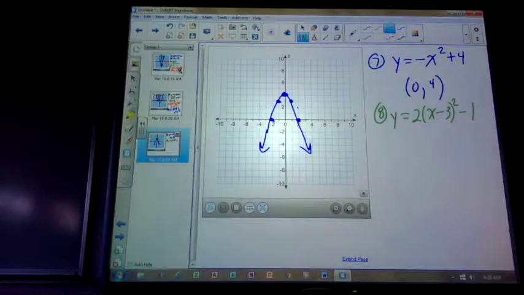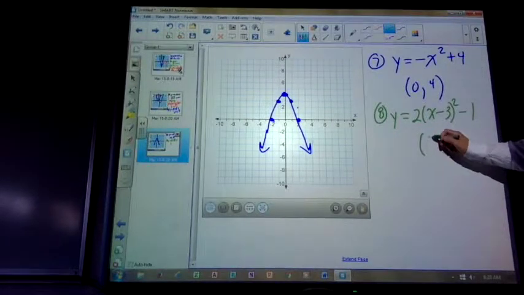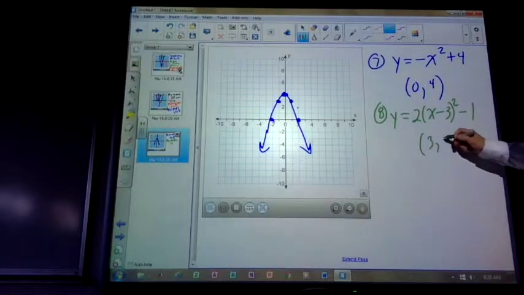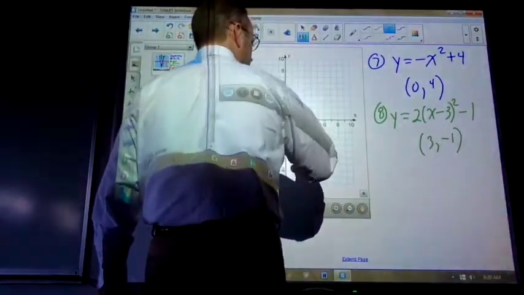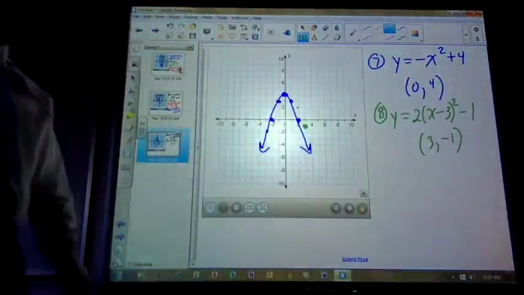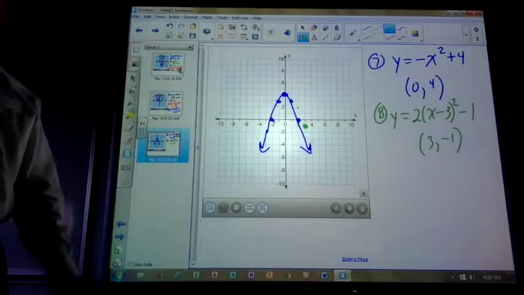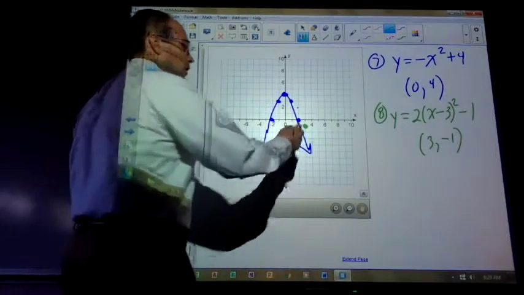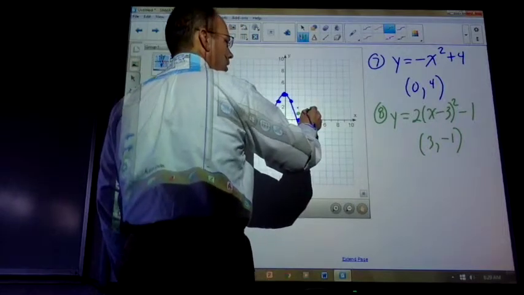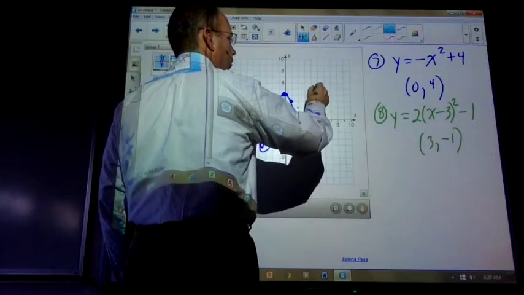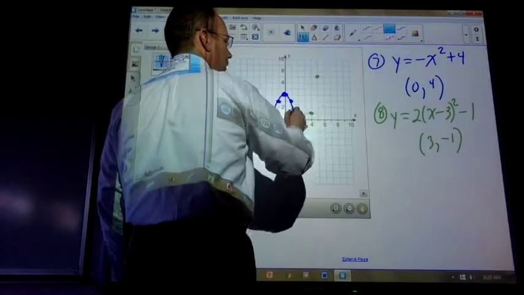This one's in vertex form already. What's my vertex? 3, negative 1. Perfect. Always opposite inside, same outside. So 3, negative 1. It grows twice as fast. So 2, 6, 10. Good. So right 1, up 2. Left 1, up 2. And then up 6. Right 1, up 6. Left 1, up 6.